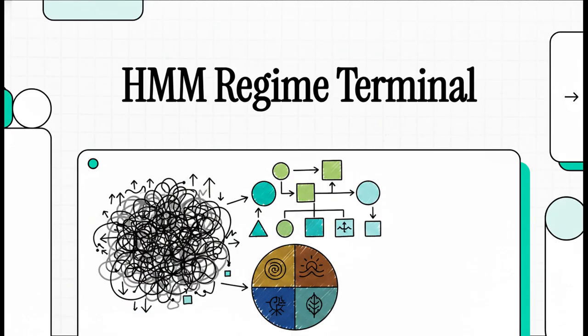But what if there was a systematic, purely mathematical way to see the underlying structure? That's exactly what we're going to explore today by breaking down the HMM Regime Terminal. It's an open-source project that leverages some seriously advanced statistical models to map out the hidden seasons of the market.